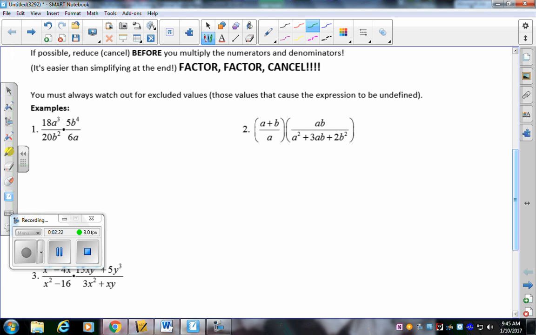All right, so the first example, there's really nothing to factor. I just have monomials. So we'll go ahead and cancel things out where I can. I notice I can reduce the 18 and the 6 if I divide them both by 6. I'm left with 1 and 3. My a's can reduce. I can get rid of one of them, so that leaves me with a 2 up here. My 20 and 5, I can divide both by 5, leaving me with 1/4.